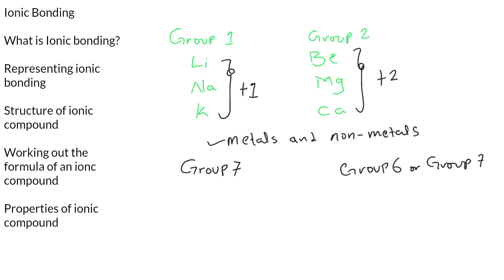So now you see that it's becoming easier, right? In group 7 is where we have fluorine, chlorine, bromine. And in group 6 is where you will find oxygen and silicon. Usually our major focus will be on oxygen. So now, why is it easy for group 1 elements to react with group 7?